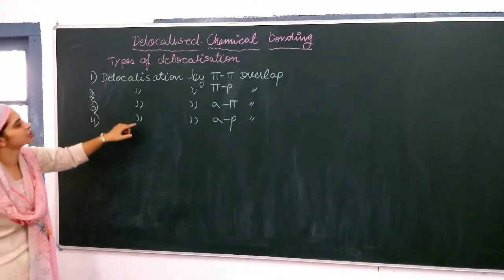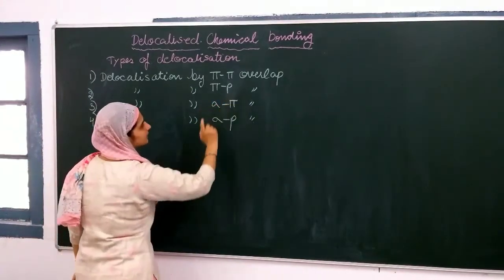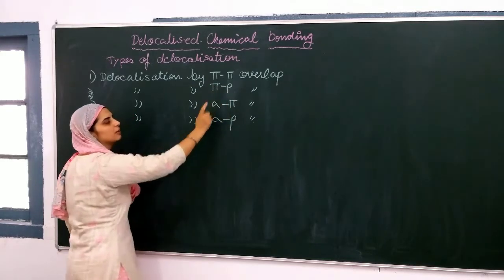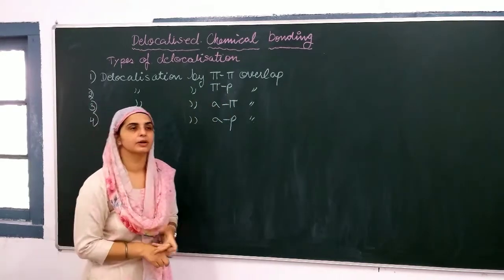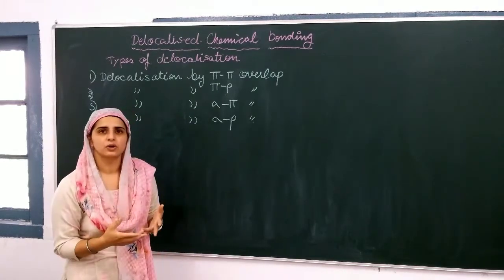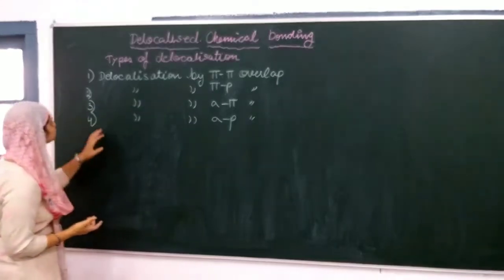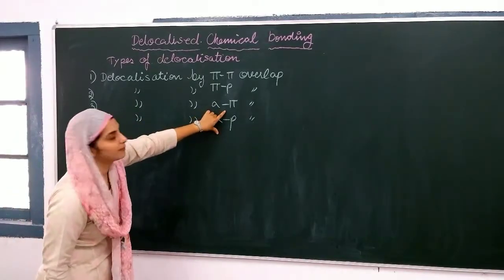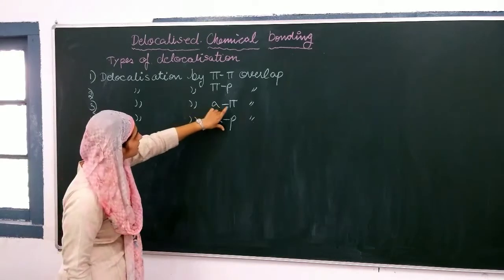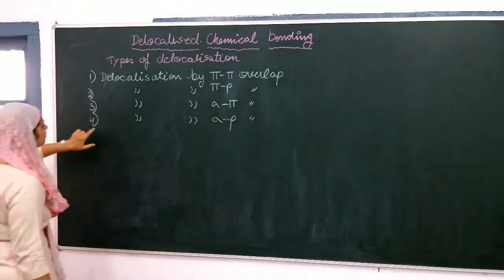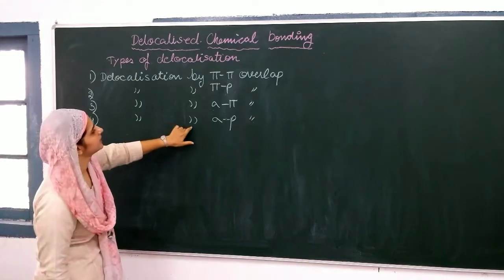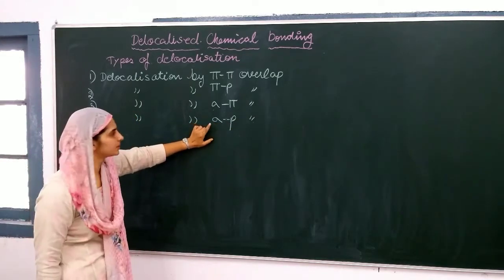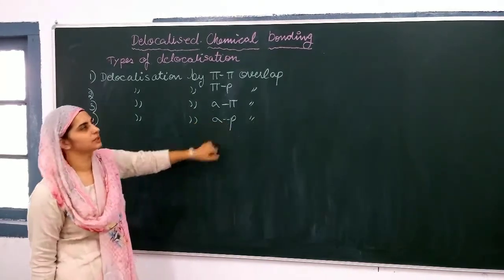Second is the delocalization by pi-p overlap, in which one pi orbital overlaps with the p orbital. This p orbital may be empty, or it may contain one electron or a pair of electrons. Third one is delocalization by sigma-pi overlap, in which sigma orbital overlaps with the pi orbital. Fourth one is delocalization by sigma-p overlap, that is sigma orbital overlaps with the p orbital.